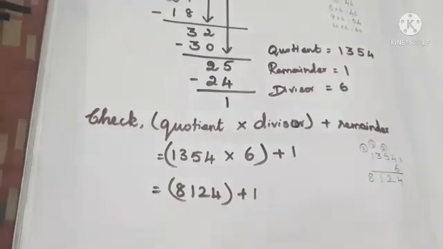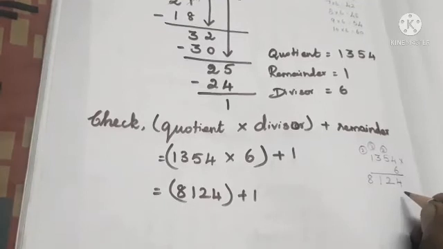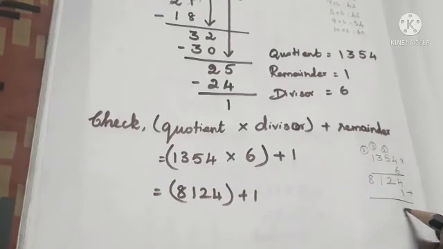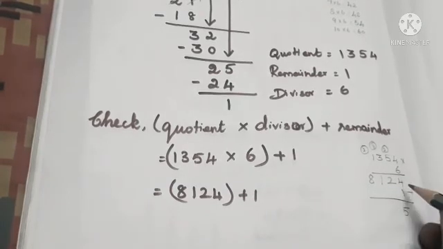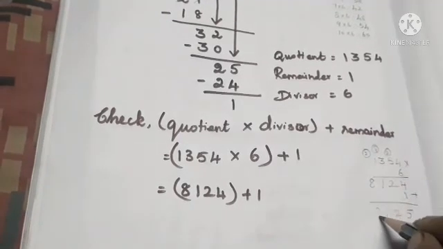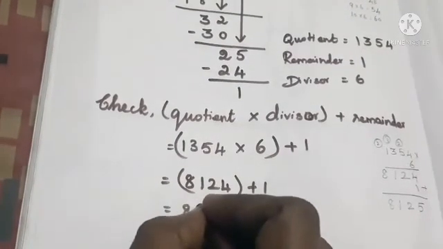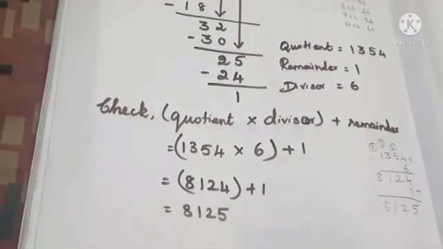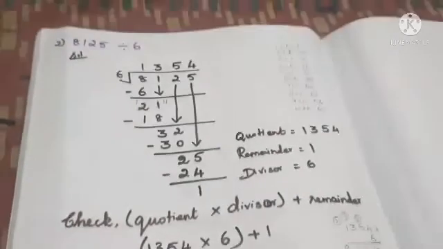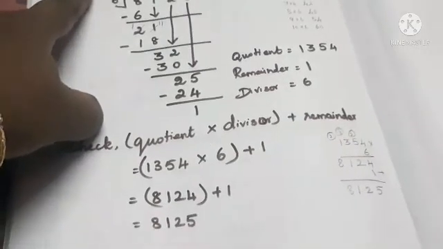Next we have to add 1 to this number. So 4 plus 1 is 5. Then here 2 is alone 2. Then 1 we have. Then here 8 we have, isn't it? So what's the value now? We got the value as 8,125 by the checking process. That means what? That is the dividend. 8,125 is the dividend. We got the answer now.